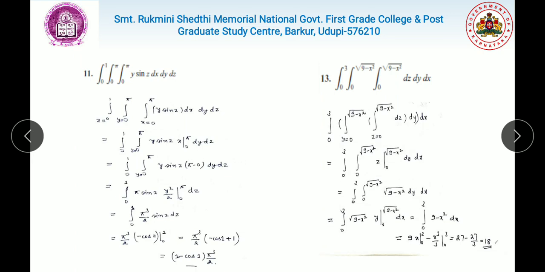So when you integrate with respect to z, it is integration of 1, that is z, put the limits, then integrate with respect to y, square root of 9 minus x square is a constant, so its integral is constant times y, and then put the limits, becomes 9 minus x square, and when you finally integrate with respect to x, 9x between 0 to 3 minus x cube by 3 between 0 to 3, that is 18.